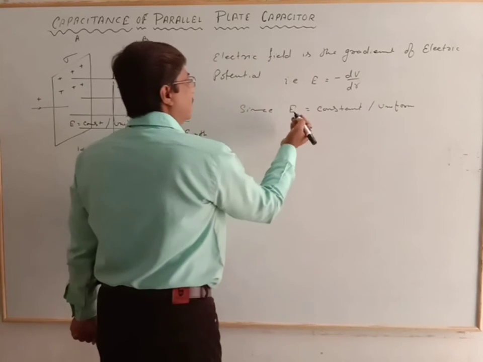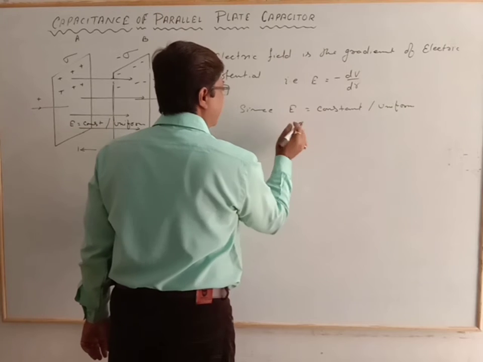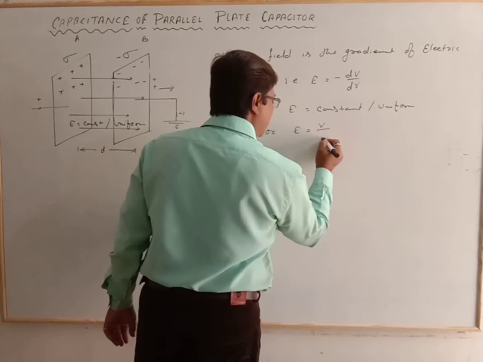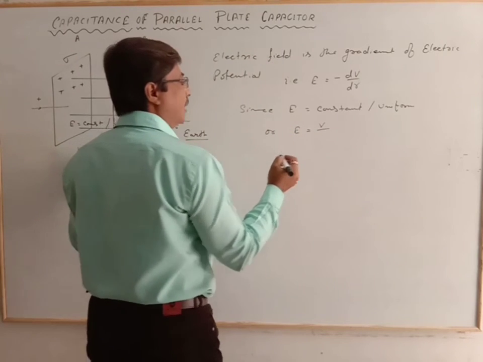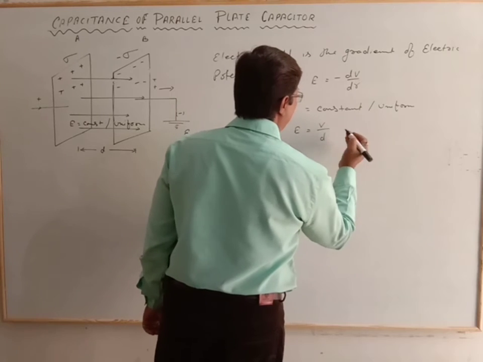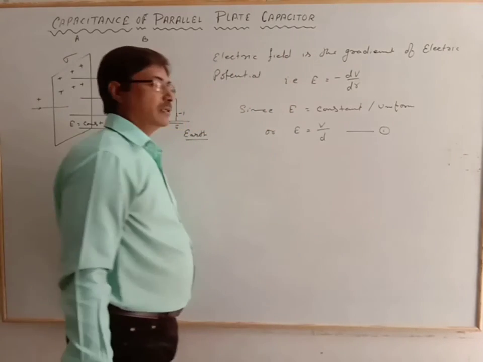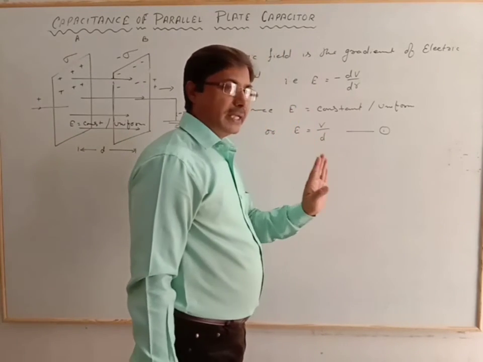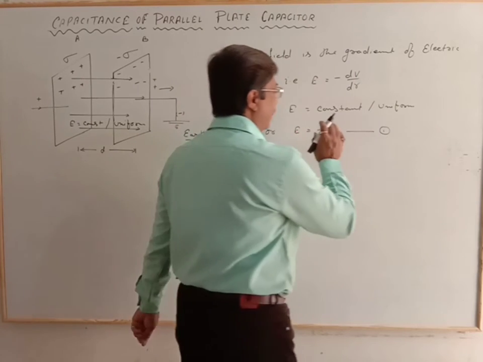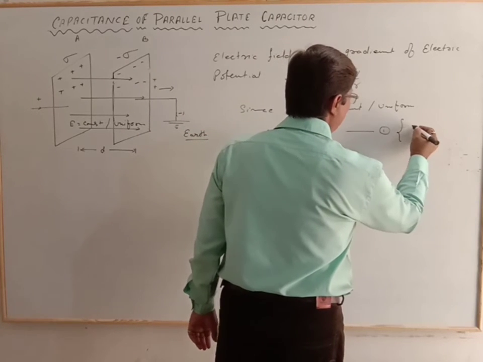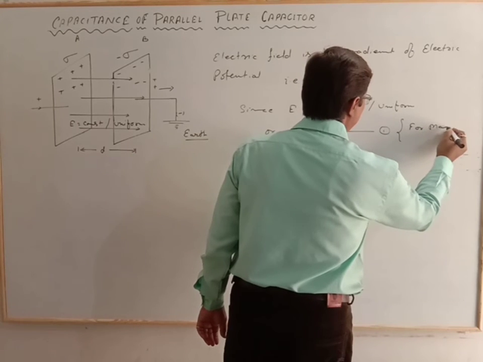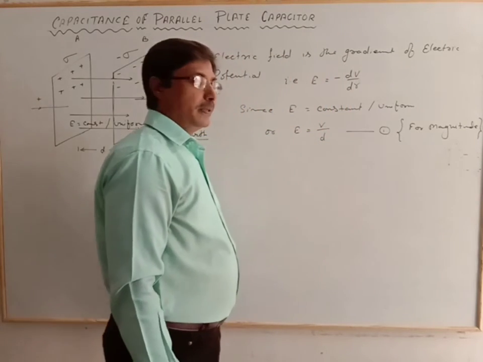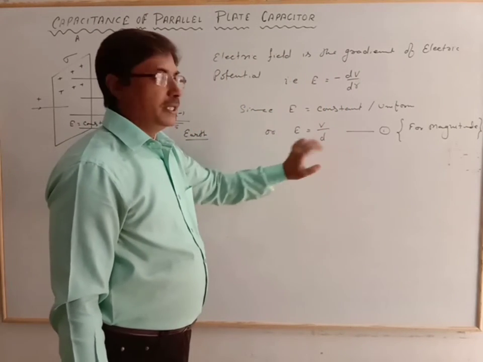we can say that E is equal to V by the distance D between the plates. That becomes relation number 1. Here we have not taken any direction; we have only considered the magnitude. So E is equal to V by D.